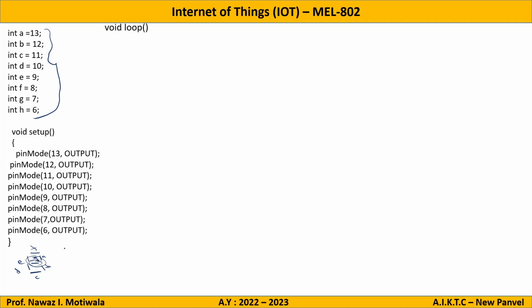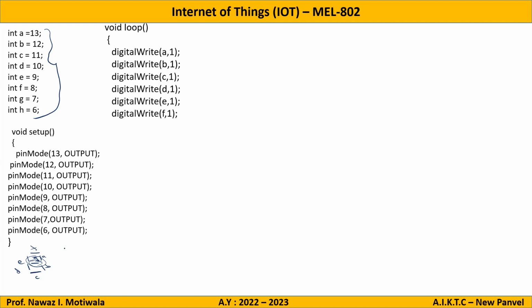So I will write the same thing here, void loop. I will write digitalWrite A 1, B 1, C 1, D 1, E 1, F 1, G 0. Why G 0? Because I want G to be off. And then H 1. If you want to display the pointer also, you have to keep it H 1, else you can also keep it as 0. So this becomes the set of instructions to display 0 on the screen. After executing this set of instructions, you will get 0 on the screen.